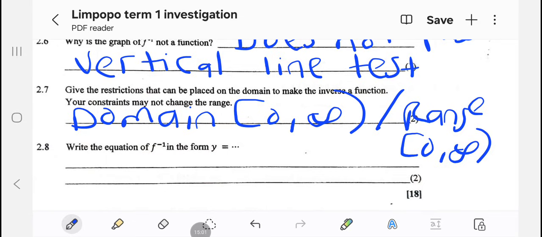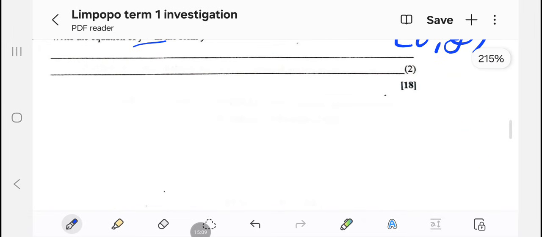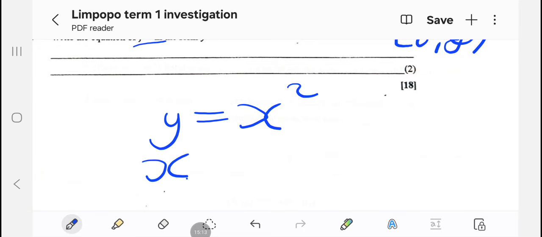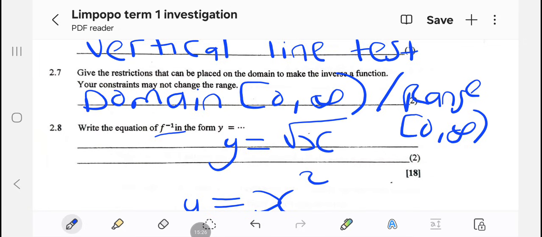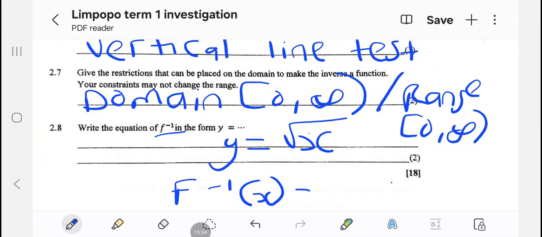Now 2.8, write the equation of the inverse. We're only writing it. Now let me show you the long way and then I'll just write it down. The original equation is like that. So we swap x here, y there. Then we take the square root: x is equal to y. So the equation now is y is equal to the square root of x. That's the inverse. So we'll write it like this: f inverse is equal to the square root of x, for 2 marks.